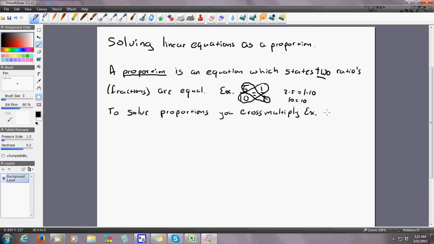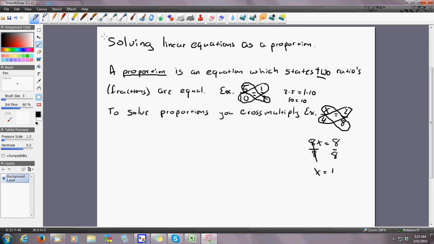So if I had something like this, x over 4 equals 2 over 8. Well, if I cross multiply, I get 2 times 4, which is 8, and I get 8 times x, which is 8x. So I say 8x equals 8. This means 8 times x equals 8. So how do I find the value of x? I divide by 8. 8 goes into 8x 1x times, and 8 goes into 8 once.